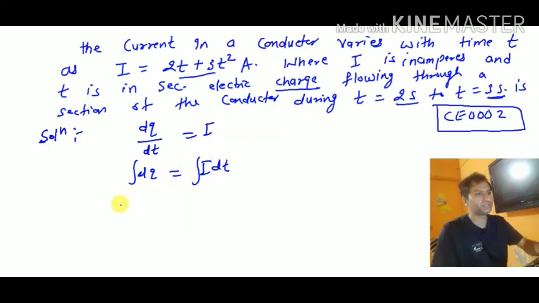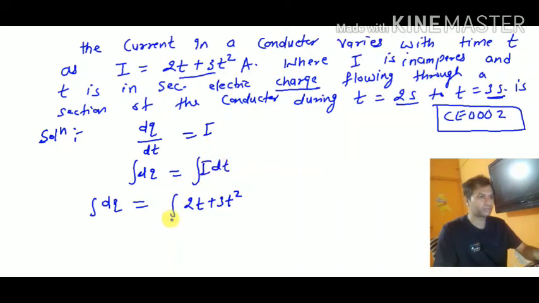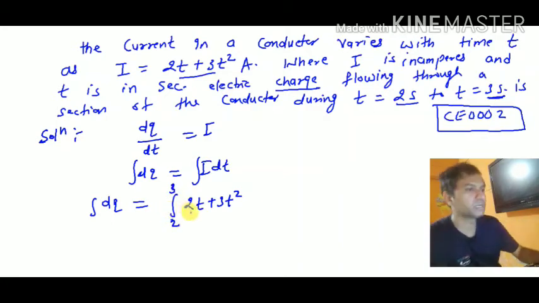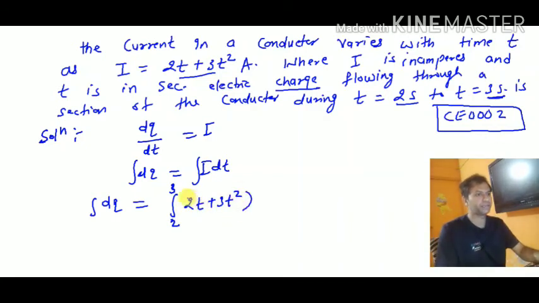Okay, now let's start. So integration of dq is equal to integration of I, and I is given here, so it is 2t plus 3t square, and see here t is equal to 2 seconds and t is equal to 3 seconds. Here time is our variable, so this is an indefinite integral, but if I put t is equal to 2 seconds to 3 seconds, it will be a definite integral, and this is the limit, means 2 to 3 seconds, means it is asking how much charge will flow in 1 second. Okay, and dt.